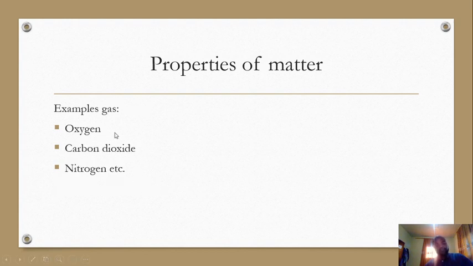Examples of gas: oxygen, the one we breathe in, oxygen for life. Carbon dioxide, the one we breathe out. Nitrogen, it's also another gas, right? So these are examples of gas.